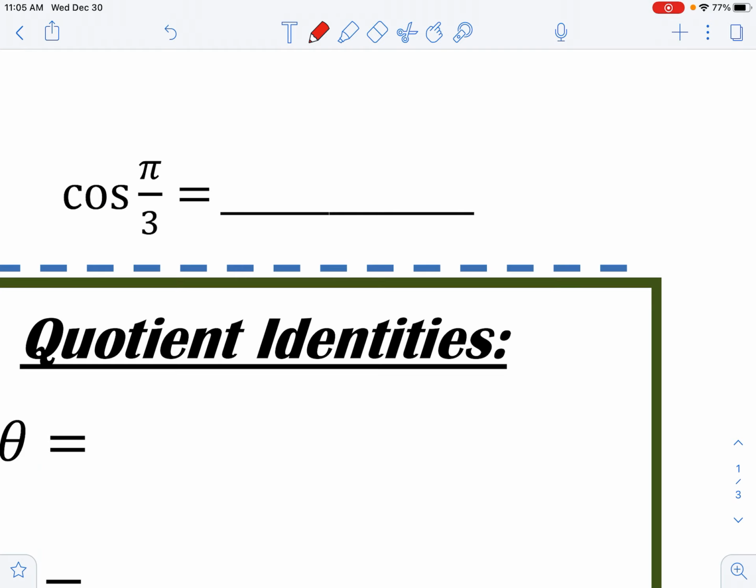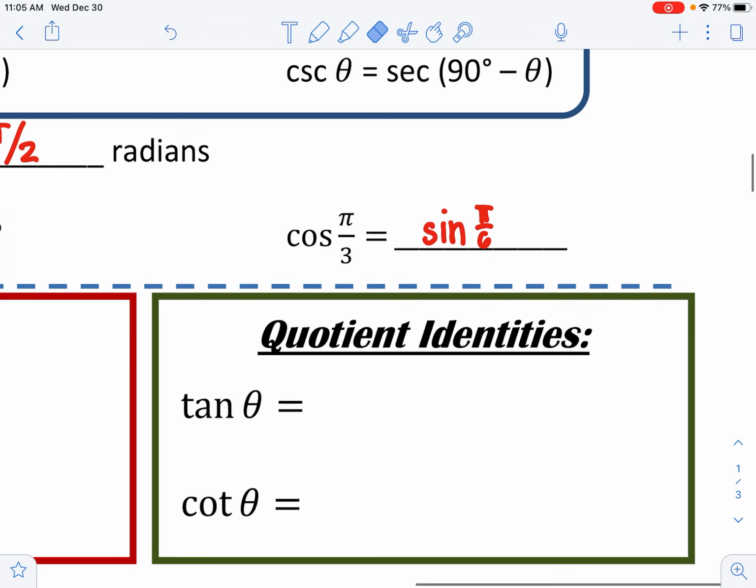Next one, cosine of pi over 3. I left this all blank for you, so its cofunction is sine. And then some people think in their head, like, oh, I got to change this to degrees so I can think. This is 60 degrees, so this would be 30 degrees, and that's pi over 6. But it should make sense. Pi over 6 and pi over 3 makes pi over 2, right? And if you put 30 degrees, you wouldn't get any points taken off because it's still true.